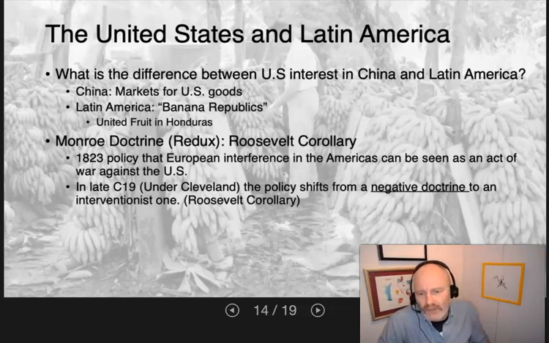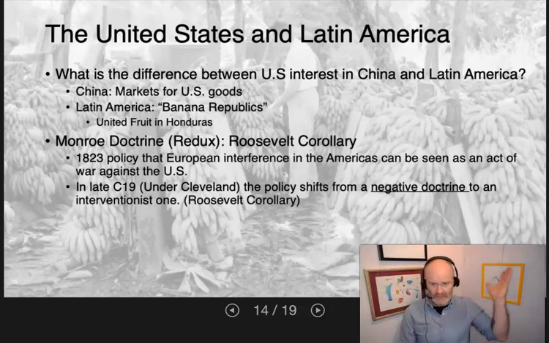So the Monroe Doctrine, this is something that we learned about in the 1820s. It's not really relevant in the 1820s. It basically says that the United States, after the War of 1812, is just kind of still getting its sea legs, not fully established, and they don't want to have European powers interfering in the Americas.